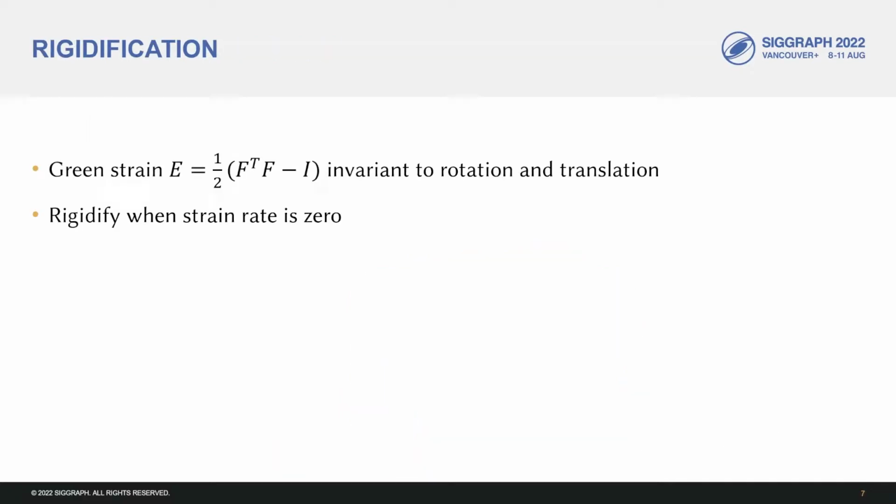To rigidify, we need a good measure of deformation. The Green strain is a perfect fit by being invariant to rotations and translations. We can rigidify an elastic object when we see that the time derivative of the strain is zero.